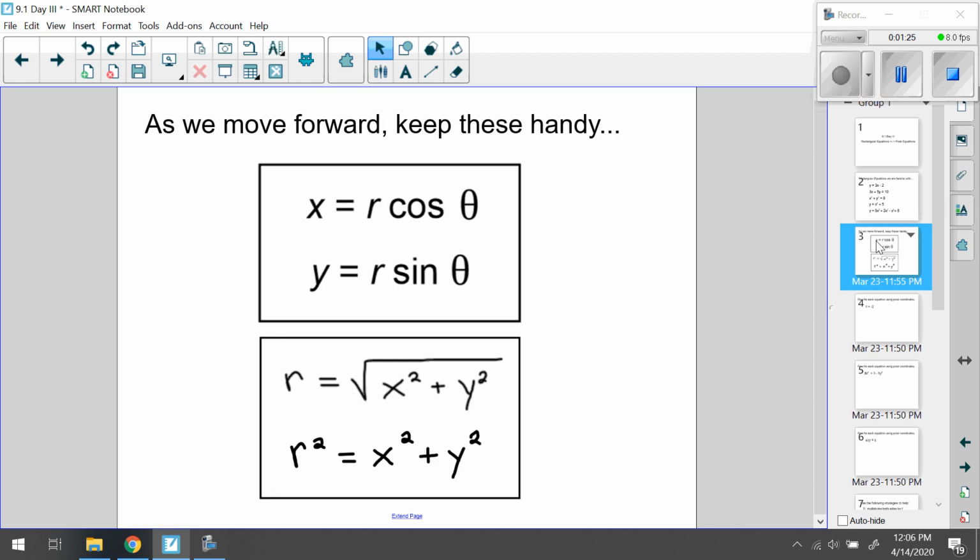Some things that could be helpful to us as we move forward. We looked at these equations last lesson. Let me remind you of those as we will use these again today to help us out. So we have x equals r cosine theta. We have y equals r sine theta. And we also looked at r squared equals x squared plus y squared. That's just the Pythagorean relationship. Or if we would rather use, we can use r equals square root of x squared plus y squared.